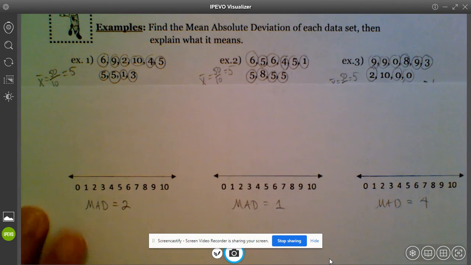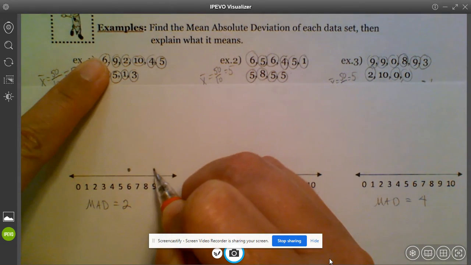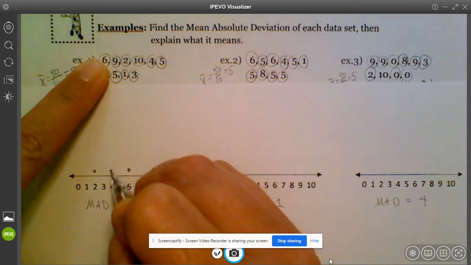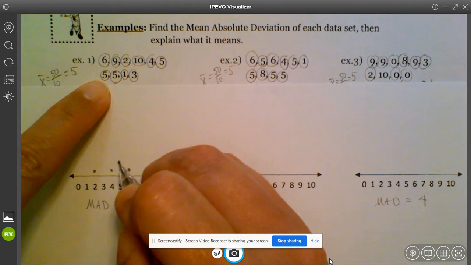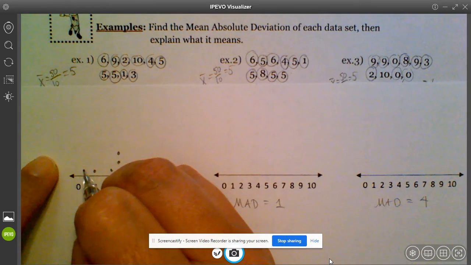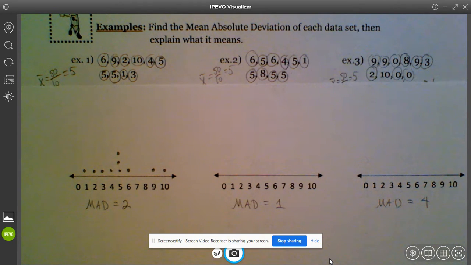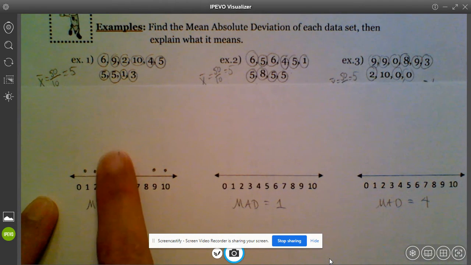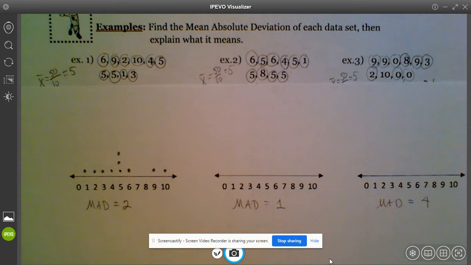Okay, so let's look at our numbers. So I've got a 6, which is here, and a 9, and then a 2, and then a 10, and then a 4, and then a 5, and then another 5, and another 5, a 1, and a 3. Okay. So there's nothing really remarkable about this. I noticed that my data ranges from 1 to 10, and I see that a couple of entries are 5, the mean. Okay, so they're sort of spread out a little bit.